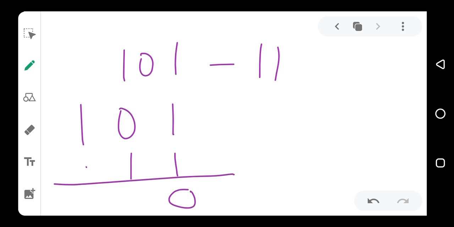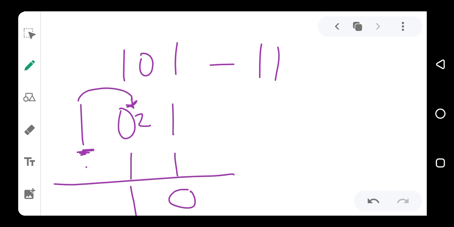Anything we borrow to add to the 0, we call it 2. So here we are borrowing. There is 1 here, we borrow this 1 and bring it to this 0, and if we bring it to this 0, we call it 2. So it means that this 0 here now is 0 plus 2, which is now 2. Now, we say 2 minus 1, it is going to give us 1.